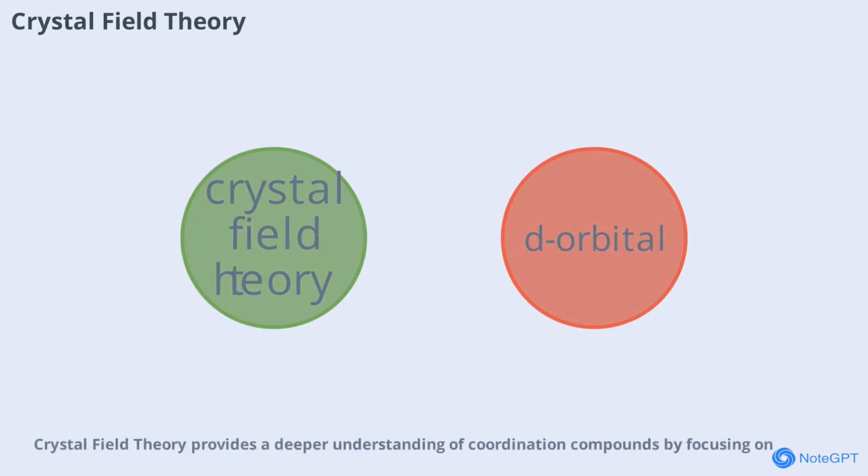Crystal field theory provides a deeper understanding of coordination compounds by focusing on the interaction between the metal's d orbitals and the electric fields created by ligands. This theory explains the splitting of d orbital energy levels, which accounts for the color, magnetism, and stability of complexes. Crystal field theory is essential for interpreting the electronic structure and reactivity of transition metal complexes.